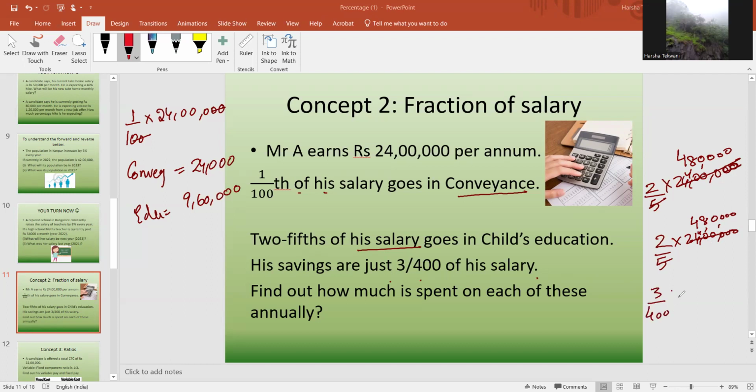So 3 by 400 of 24 lakh. So, yeah, that's about 18,000. That is what he saves ultimately. Find how much is spent on each of these annually. Basically, I'm just trying to explain the concept of fractions. Of represents multiplication, and we just go about simplifying. Okay.